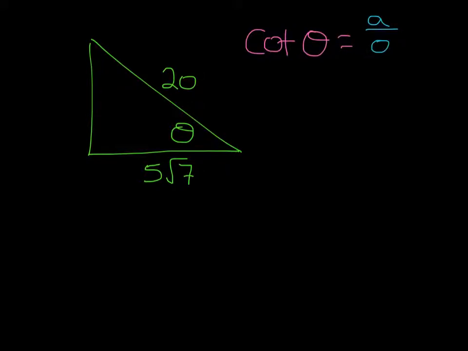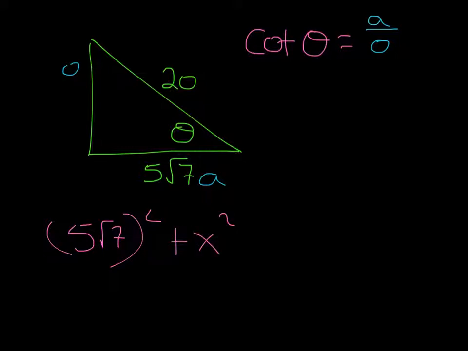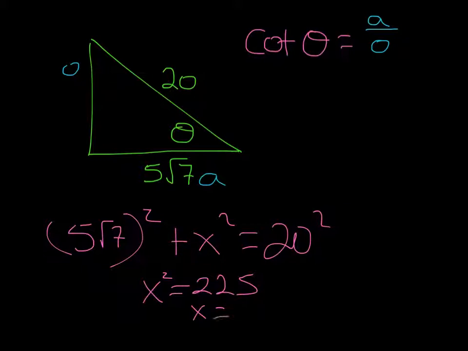So I want my adjacent side, which I already have here, but I don't know what my opposite side is, right? So I'm going to have to do Pythagorean theorem. And if you guys remember, Pythagorean theorem is simply going to be 5 root 7 squared plus x squared equals 20 squared. If I continue doing all of that, hopefully you guys are okay with that, I'm going to get x squared equals 225. So x equals 15. So this side over here is 15.